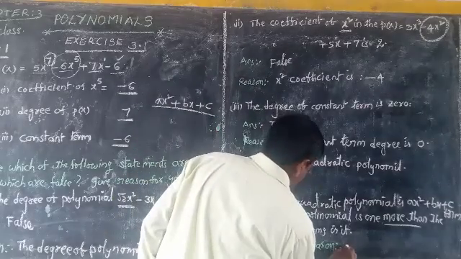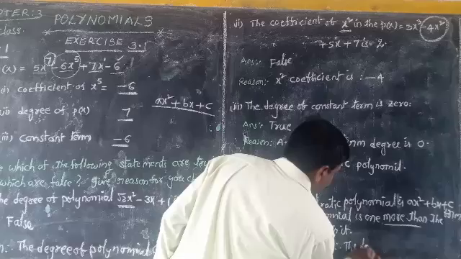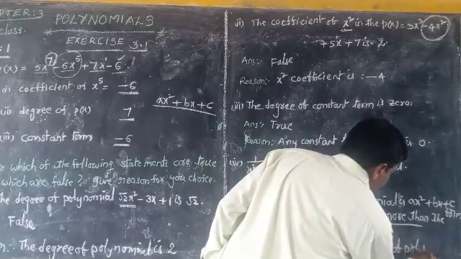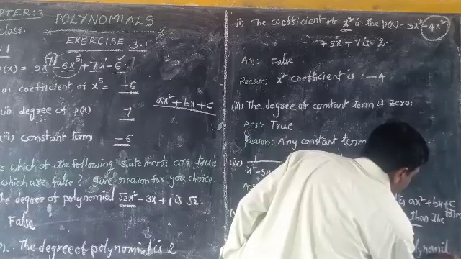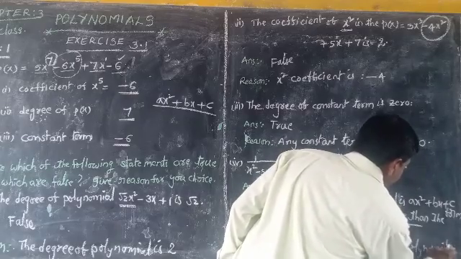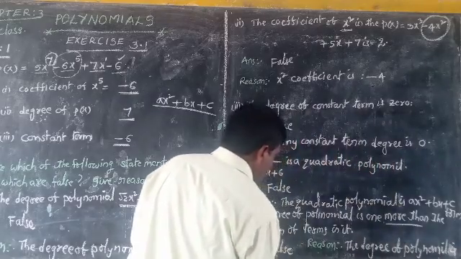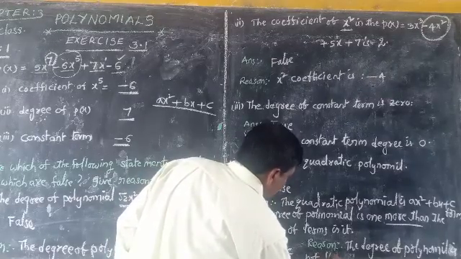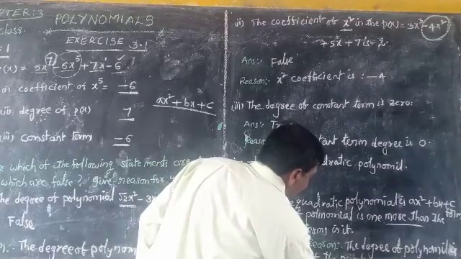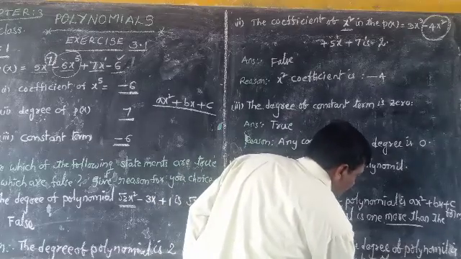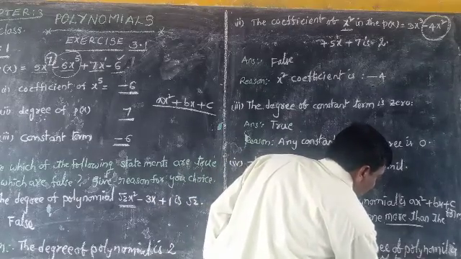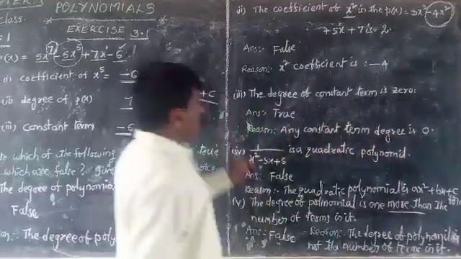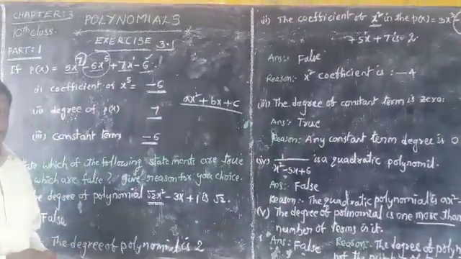So, reason: the degree of a polynomial is not the number of terms in it. So true or false, complete. Next sum.